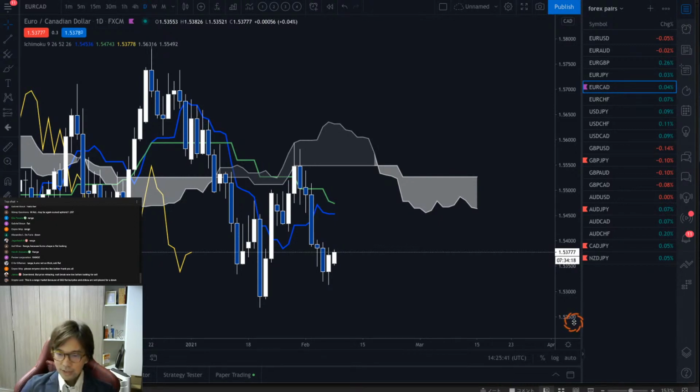Okay, let's see. Range, flat, range, down, range. Range because Kumo shape is flat looking, alright. Range, range, range, Kumo not too thick, Senkou Span B flat.